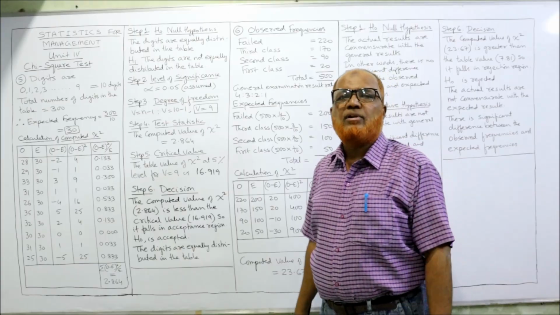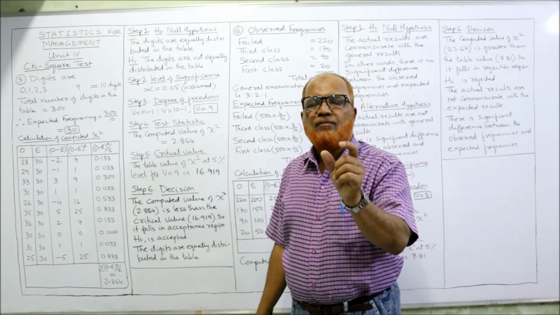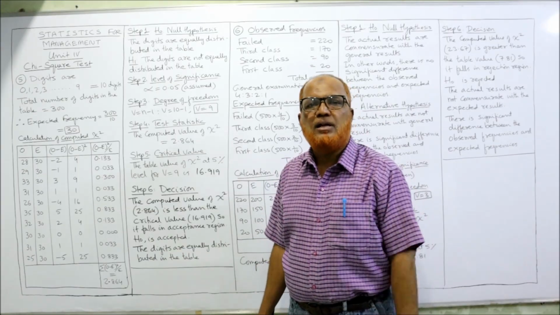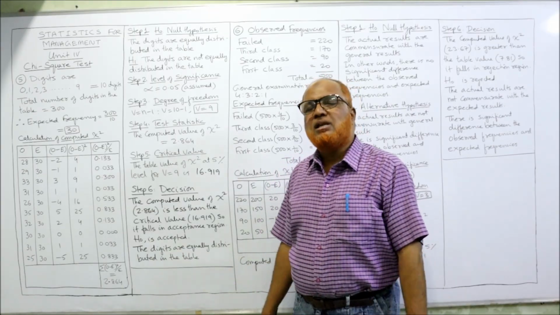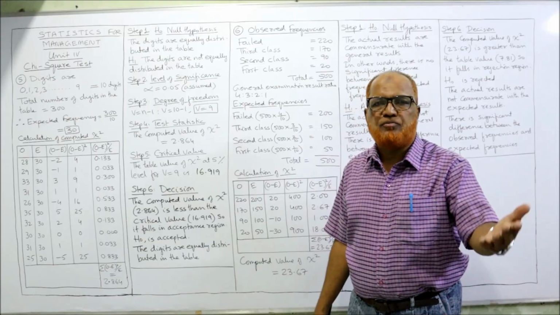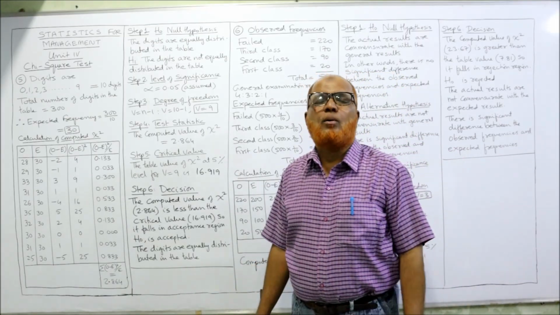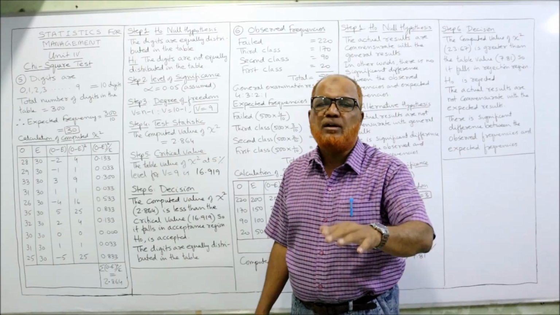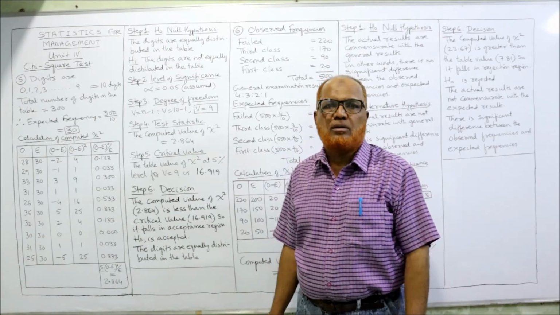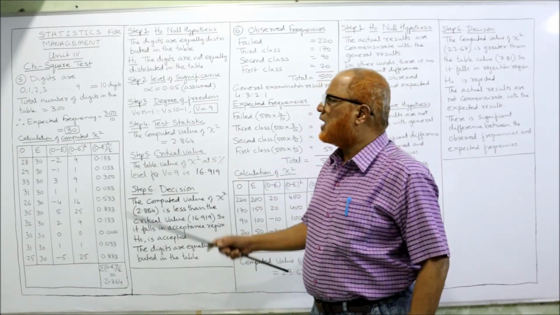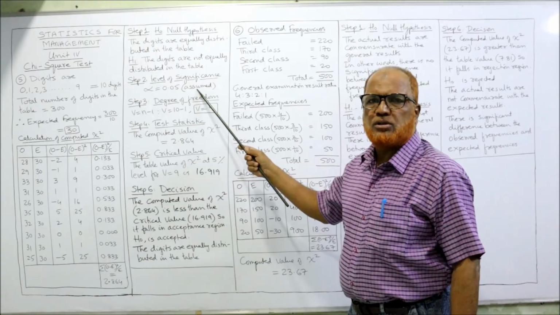Step 2, level of significance. Level of significance means the risk we are taking in giving this decision. Normally this level of significance will be 1%, 2%, 5% like that. Most of the time it will be specified in the problem. If it is not specified, make your own assumption. You can take 1% or 2% or 5%. So here I have assumed 5%.